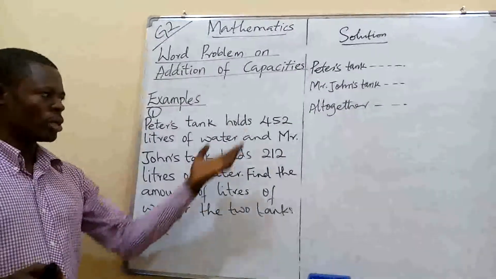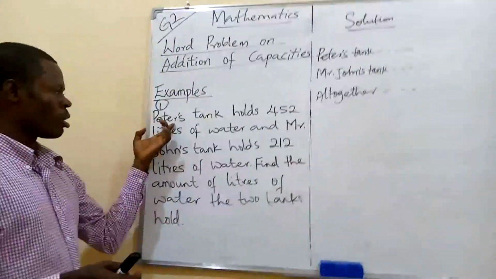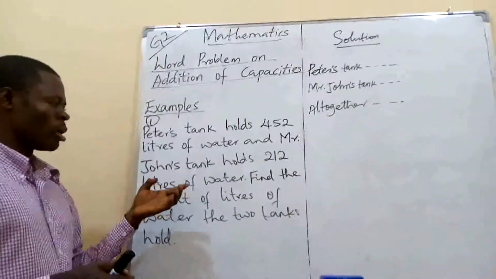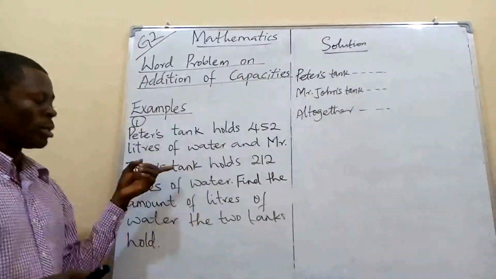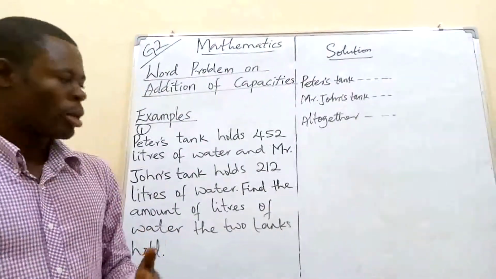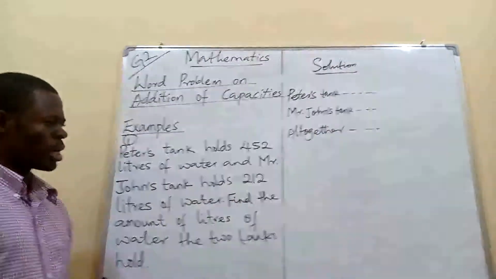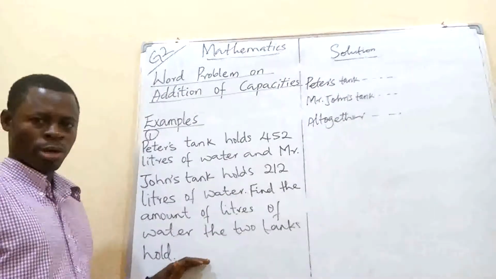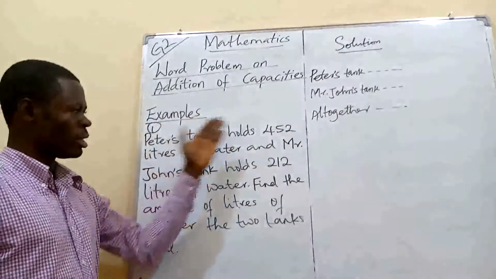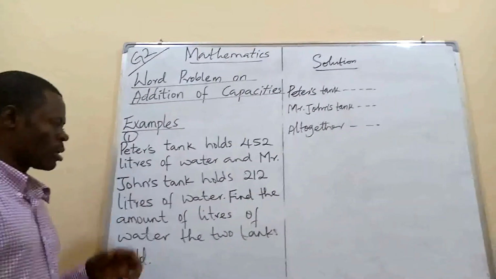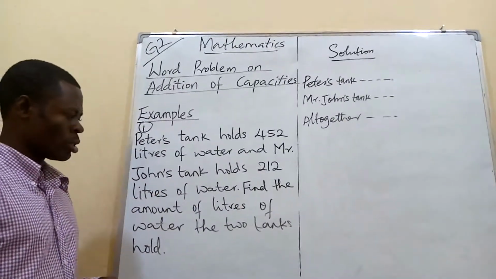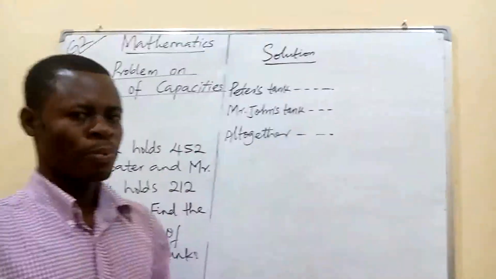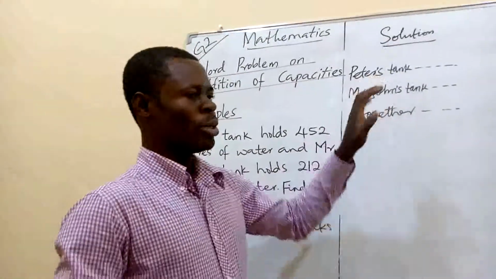Let's assume we have to pour the water of Peter and that of John's tank together. All together, how many liters of water are we going to have? Alright, this is addition. So we are going to add the amount of liters of water for Peter and that for John.